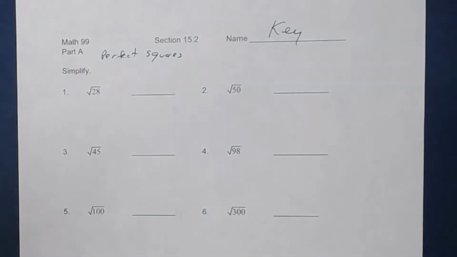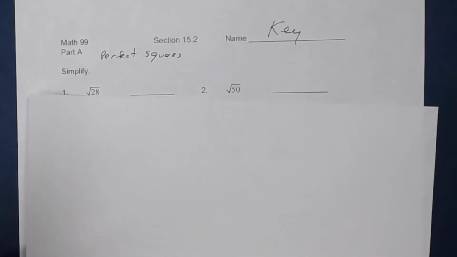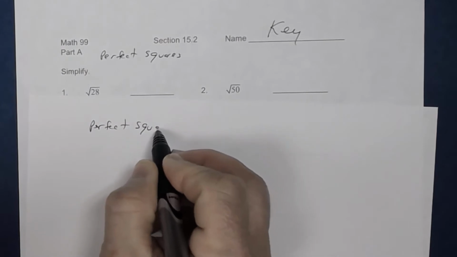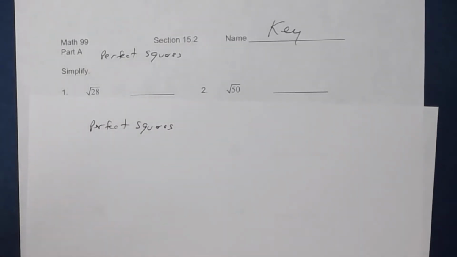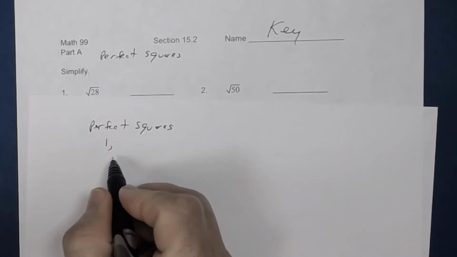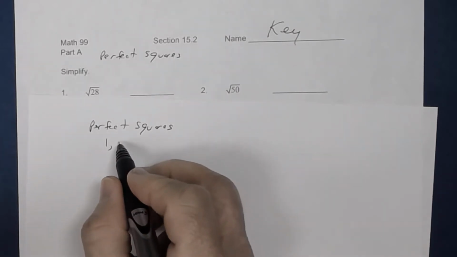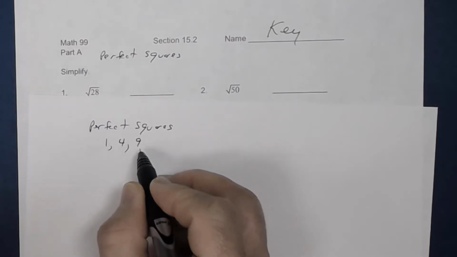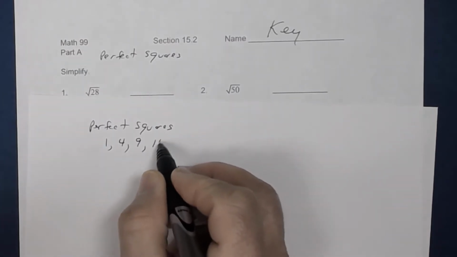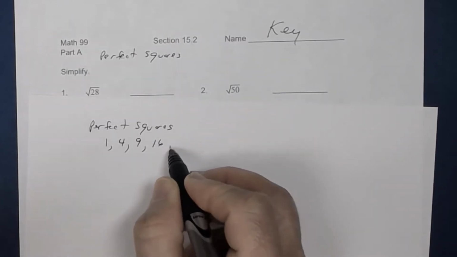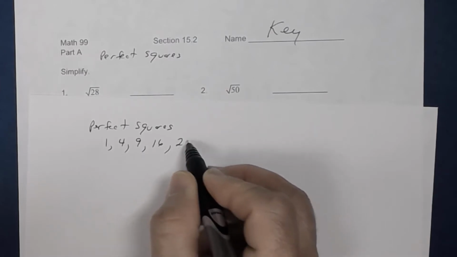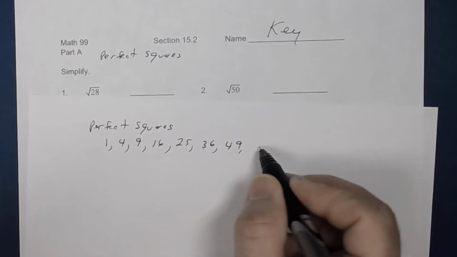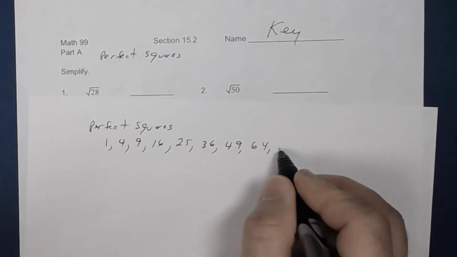And so if you recall your perfect squares, the smallest perfect square is 1 because 1 times 1 is 1. The next one's 4 because 2 times 2 is 4. The next one's 9 because 3 times 3 is 9. The next one's 16 because 4 times 4 is 16, and so on. So these are your perfect squares. 36, 7 times 7 is 49, 8 times 8 is 64, and so on.